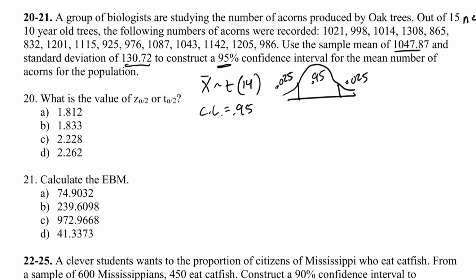Now my table asks for this value or less. So it's asking for all of that red region, and that would be the 0.95 plus the bottom tail, which gives me 0.975. So when I look up this value in my table, I need to look for where I have 14 degrees of freedom and I have 0.975 area below.